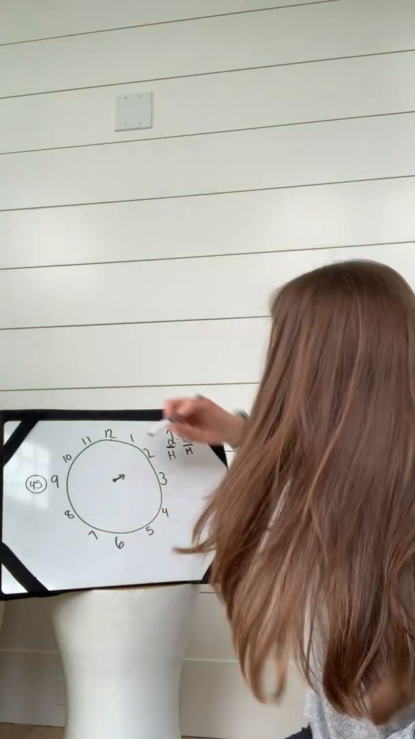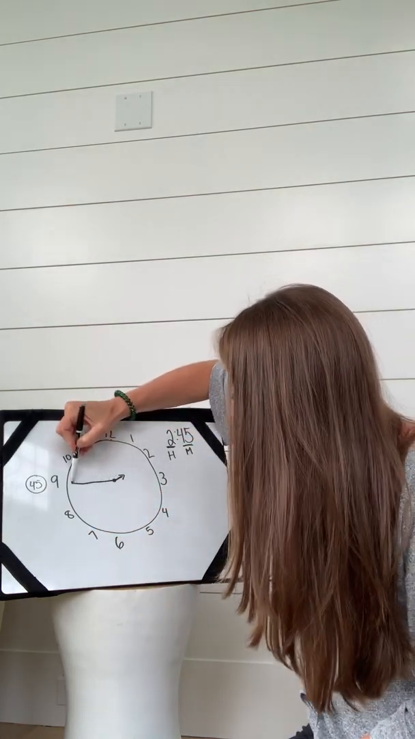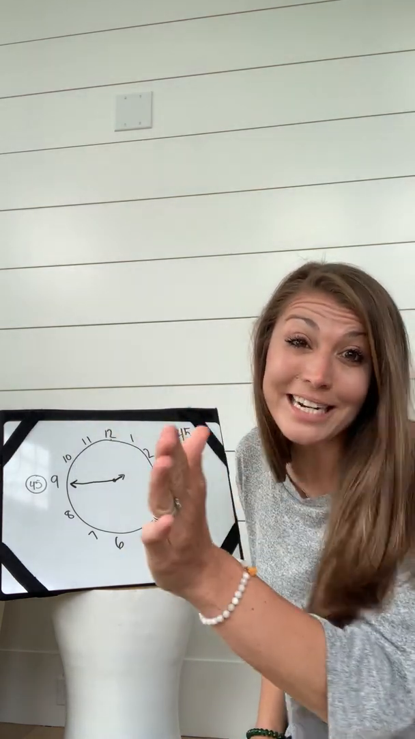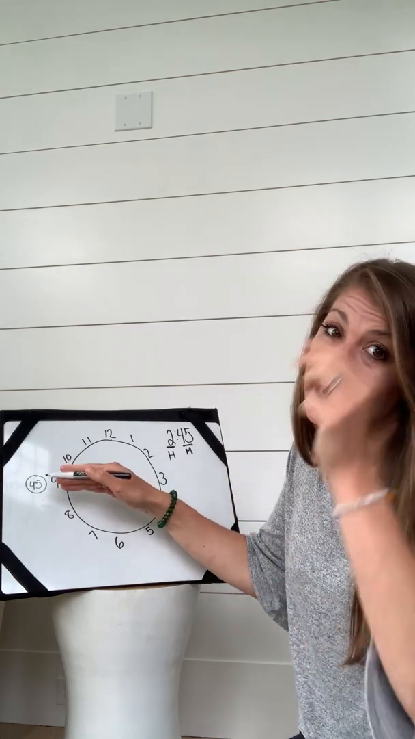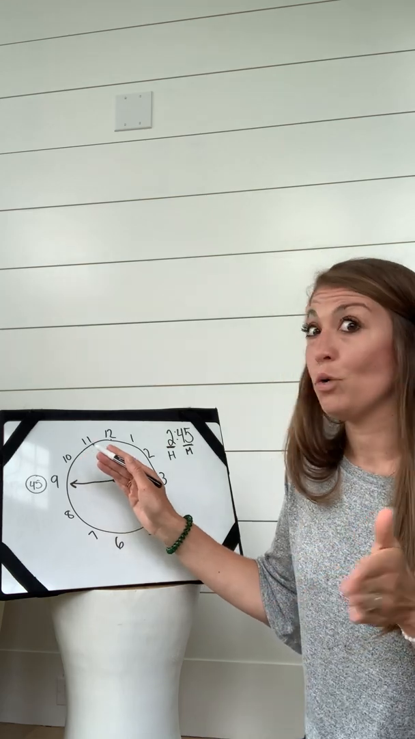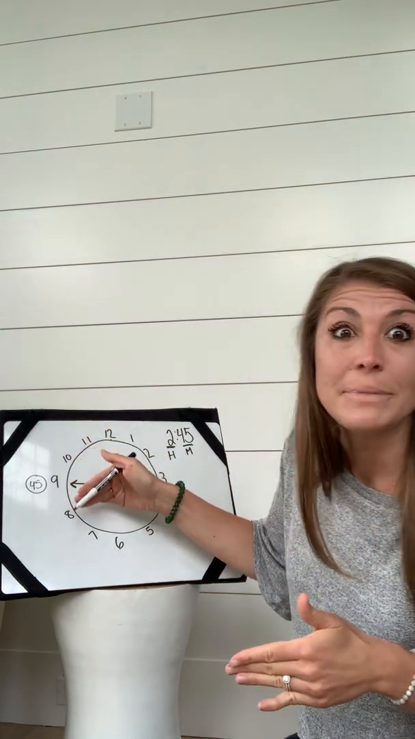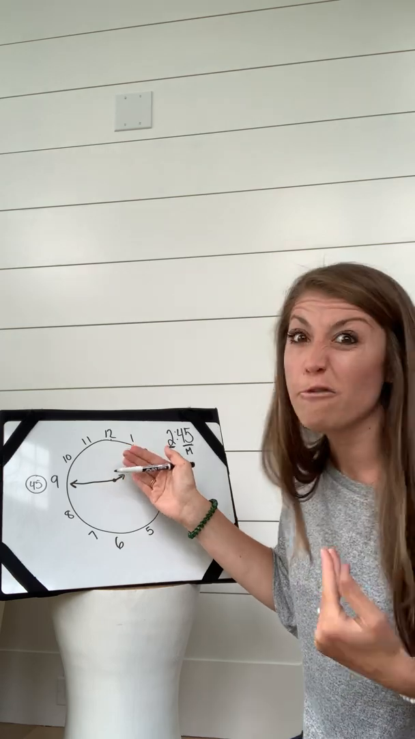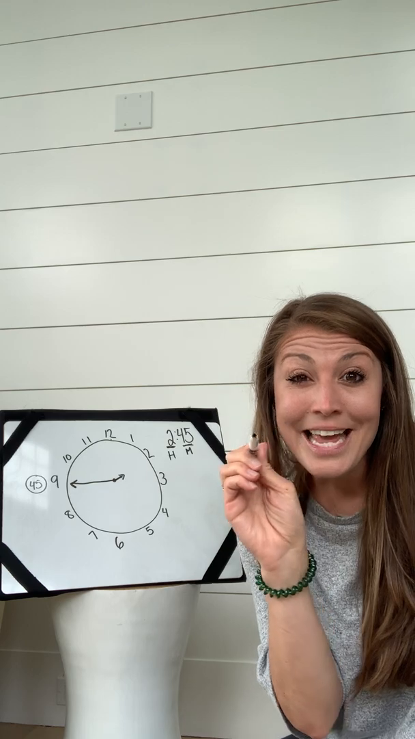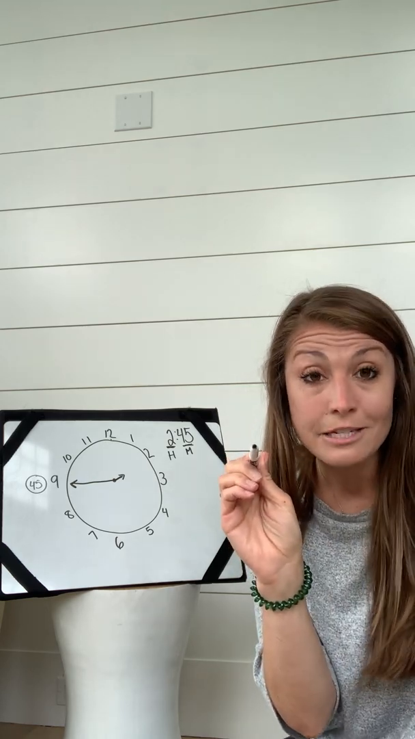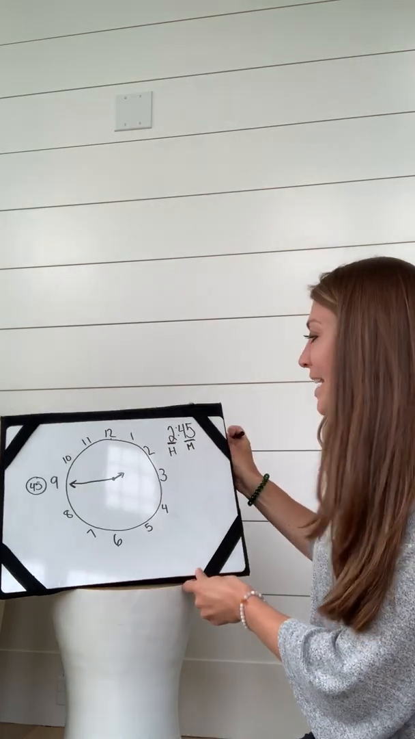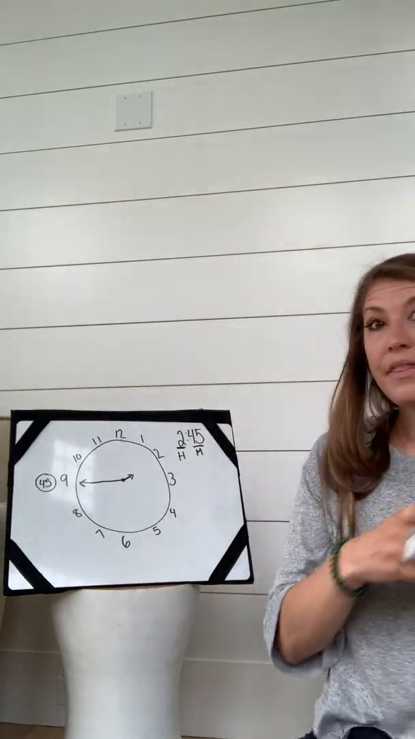The 9 means 45. So I'm going to make sure I draw my minute hand all the way to the 9, directly hitting the 9. If I put it above the 9, it would be maybe 47 or 49. And if I put it below the 9, it would maybe be 43 or 41. So I want to make sure that it hits that 9, which really stands for 45, exactly. Awesome job, friends. Now we have one more that we're going to practice.